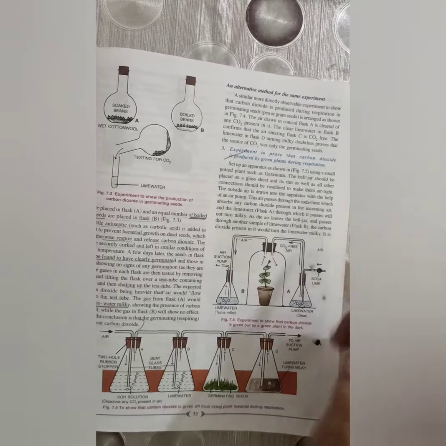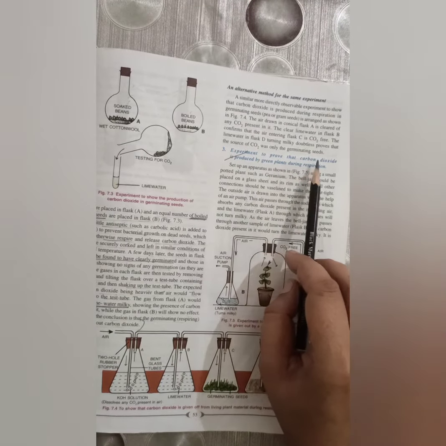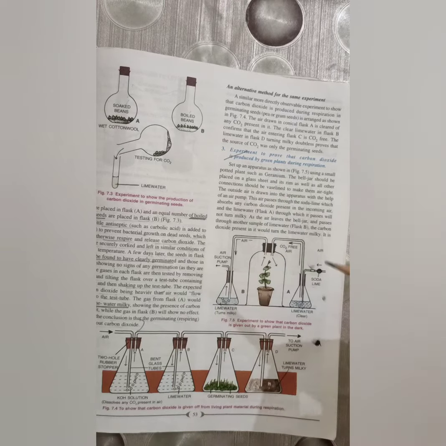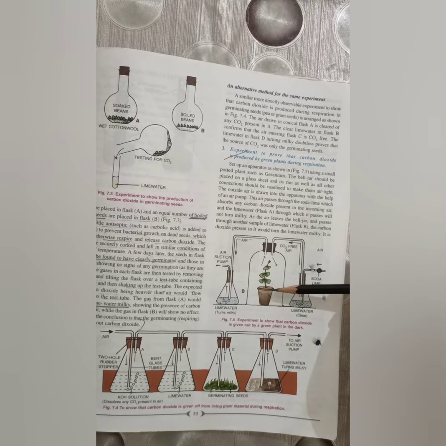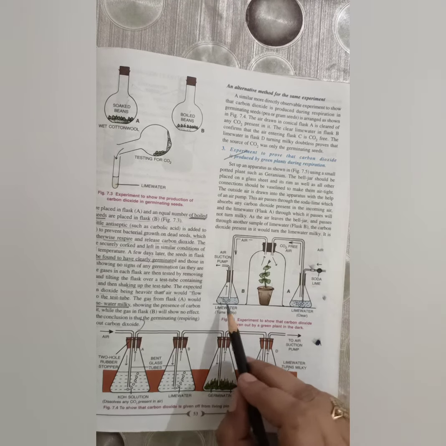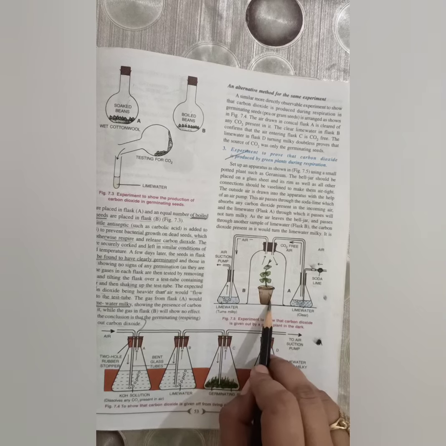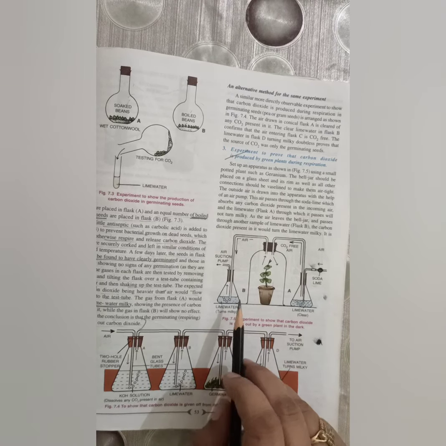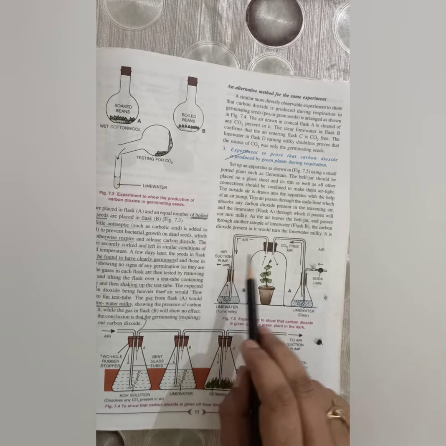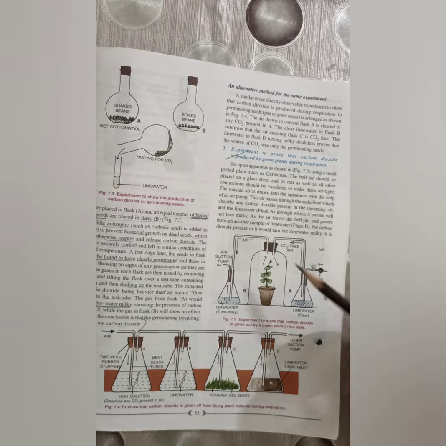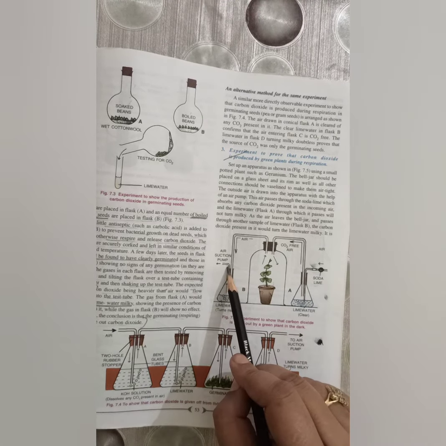Now the next experiment is to prove that carbon dioxide is produced in green plants also. You can see the setup here, using a small potted plant like geranium. The bell jar is placed on a glass sheet that is fully vaselined, meaning the whole connection should be airtight. Outside air is drawn into the apparatus with the help of an air pump.